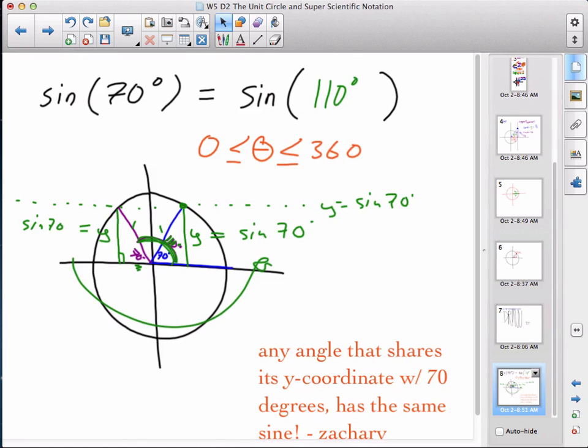So what you can work on right now is page 10 of your trigonometry packet, which is going to be asking very similar questions to this one.